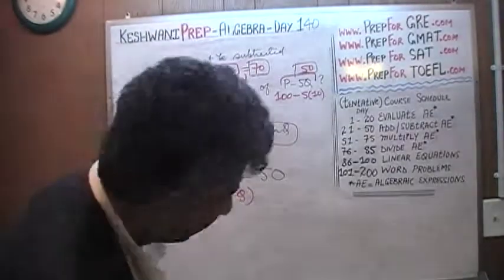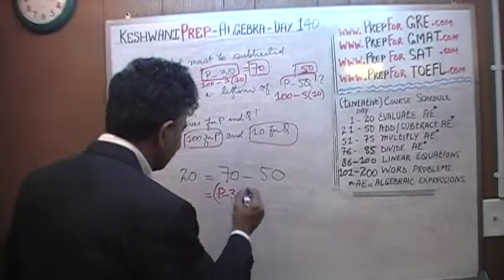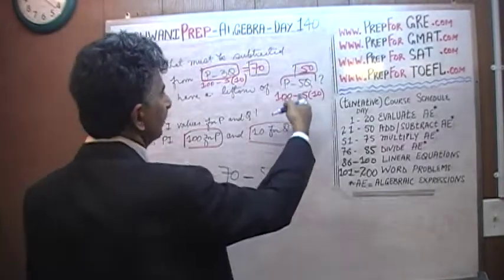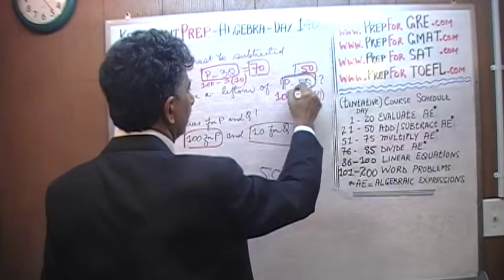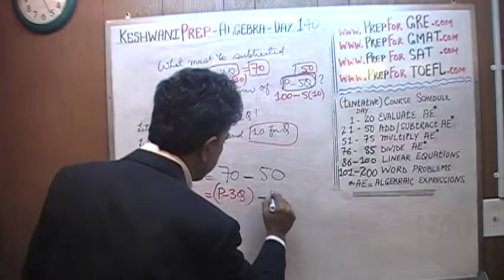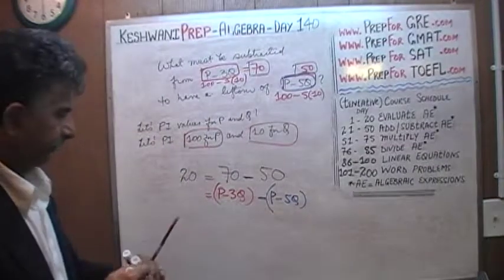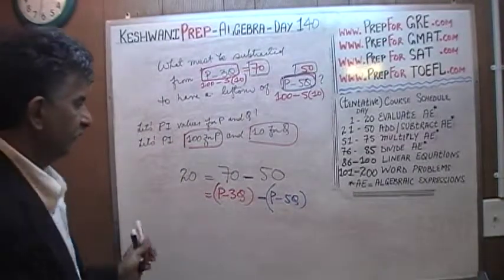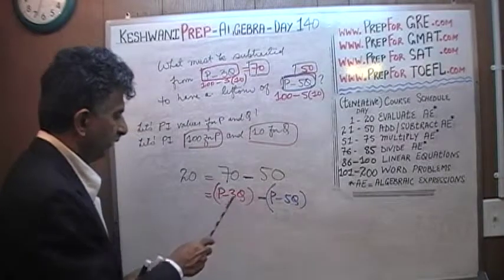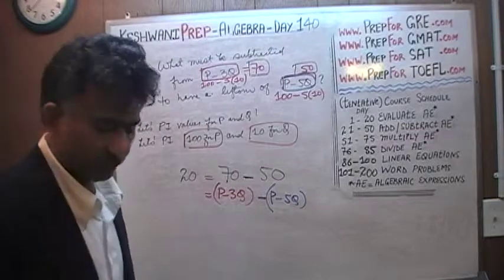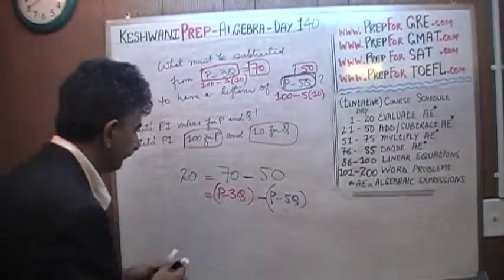And then we have minus 50, which is this guy, P minus 5Q. And there's your answer. P minus 5Q is the 50, and P minus 3Q is your 70. All you have to do is find the difference. Let's do it.